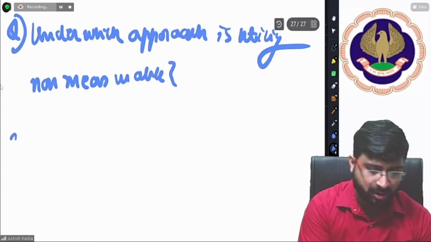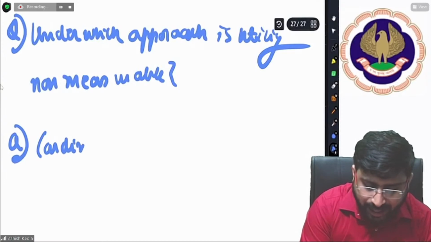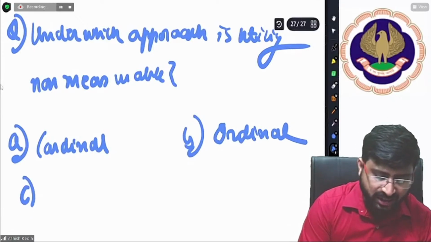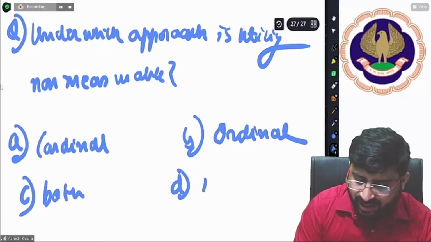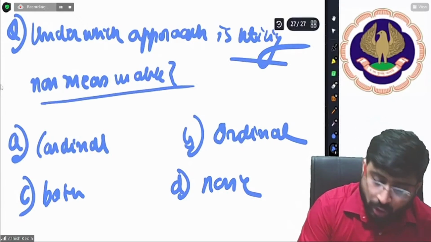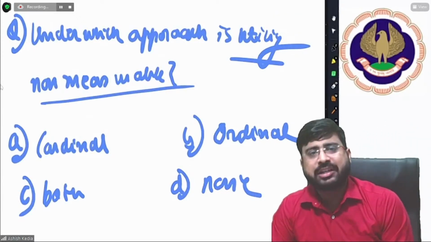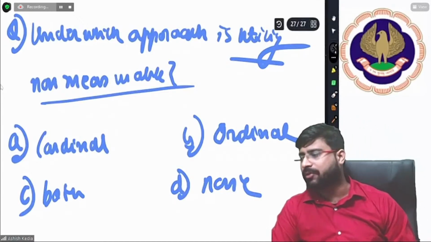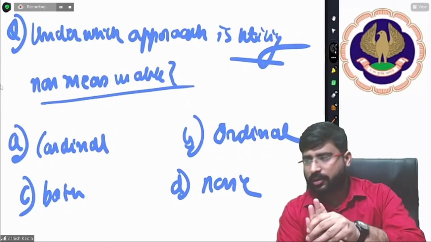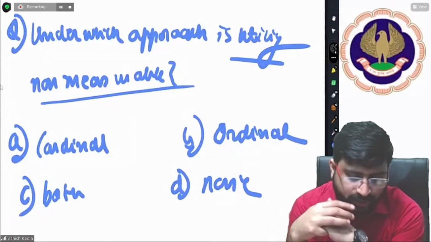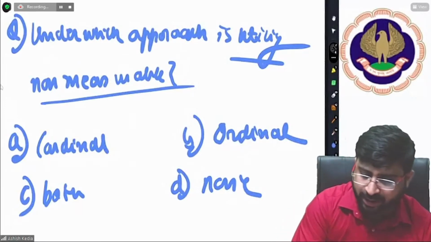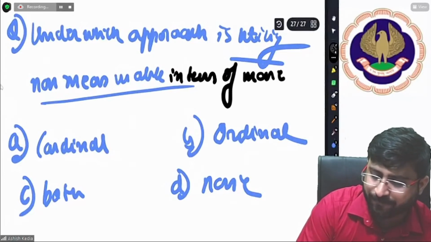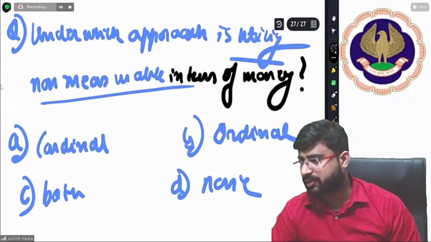Under which approach? A, is it cardinal approach? B, is it ordinal approach? C, is it both? D, is it none? Is utility non-measurable in terms of money or in terms of quantity? Come on, guys. Which approach are we talking about here? Under which approach is utility not measurable in terms of money or in terms of number? Yes, you guys are correct.